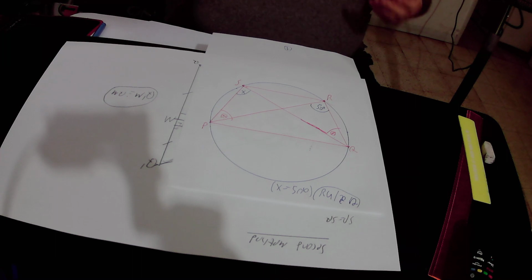So we found out that, as in method 1, the size of angle X according to method 2 also equals 50 degrees.